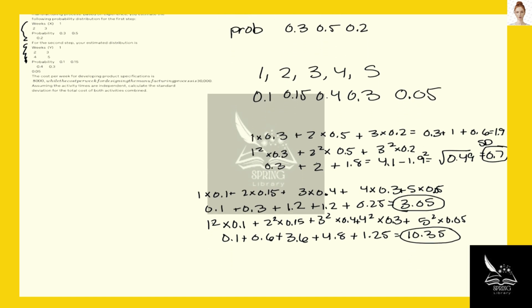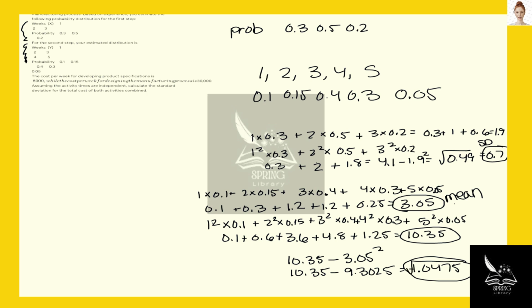And then 10.35 minus, so this is the mean, your 3.05 squared. So that's 10.35 minus 9.3025, and that is 1.0475. And then you find the square root of that number. So the square root of 1.0475 is equal to 1.02 standard deviation. Okay, so I hope that this video helps.